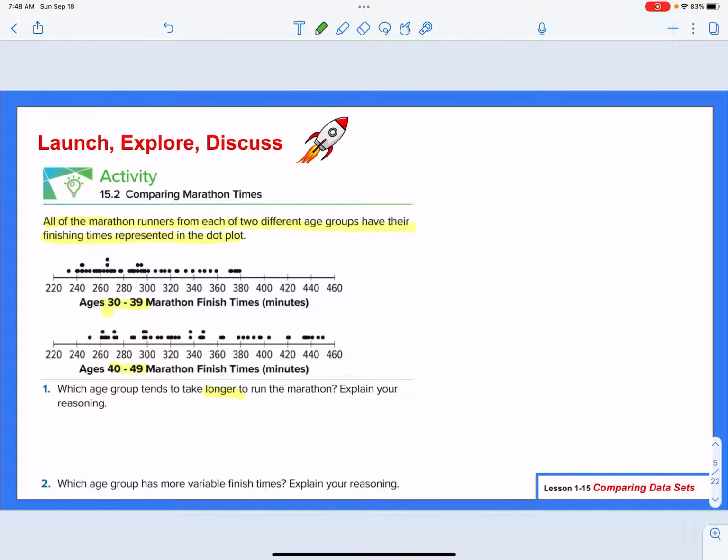So overall, when we look at the 30 to 39 range, from 380 to 460, there's basically nobody there, right? Whereas over here with this age group, we do have several people. So we'd probably go with the 40 to 49 age group. Seems to run a little longer overall because there are definitely people that took more than 380 minutes to finish the race, where there's nobody right here. So perhaps that's why.